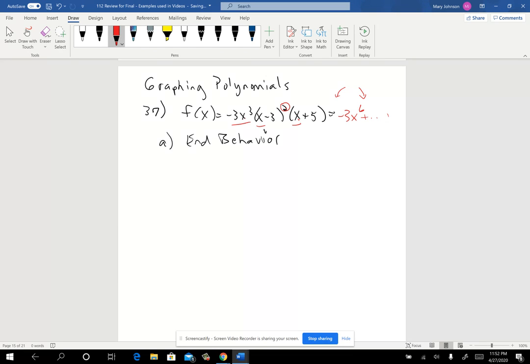So now you have to look through the list, and the one that works is the graph falls to the left and falls to the right. Okay, and we'll see how that affects us when we graph in a minute. All right, then part B asked you for the x-intercepts.